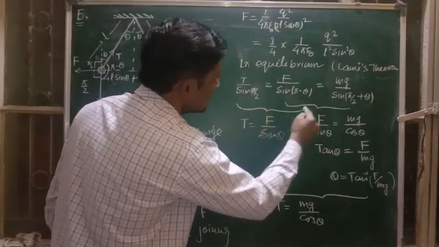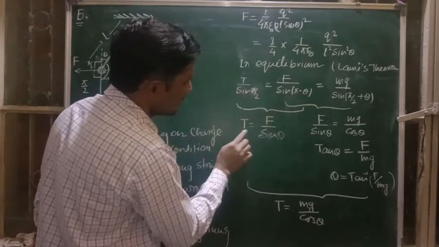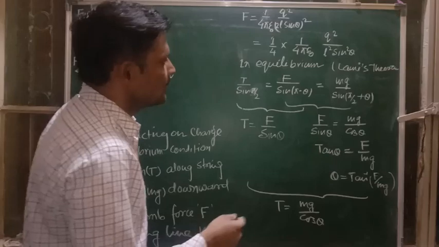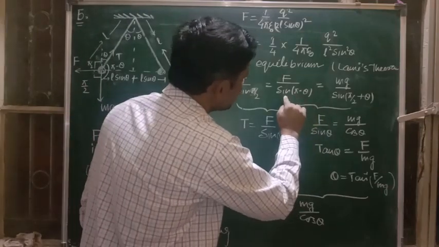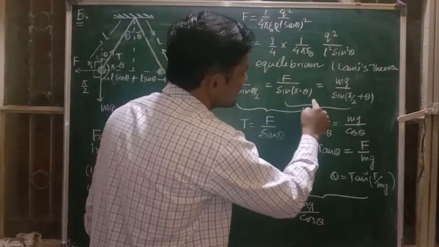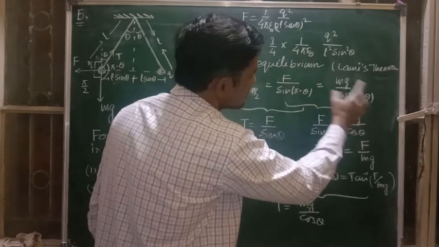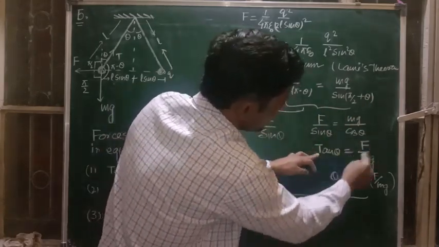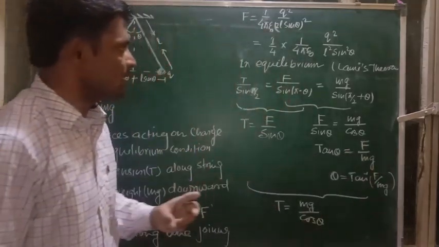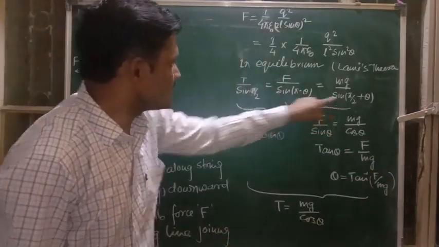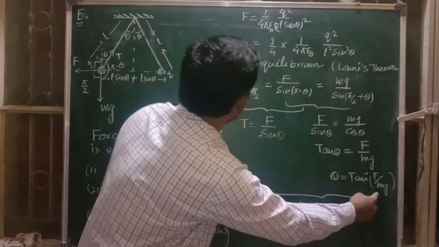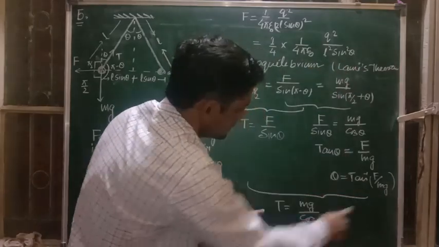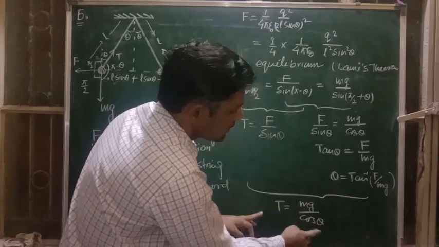So taking these two equations, I get T equal to F by sine theta. So here is the equation you can solve. Taking F by sine pi minus theta and mg by sine pi by 2 plus theta, I solved till tan theta equal to F by mg. And the third equation you will get by solving this and this one. So T by sine pi by 2 and mg by sine pi by 2 plus theta. On solving this you get T equal to mg by cos theta.